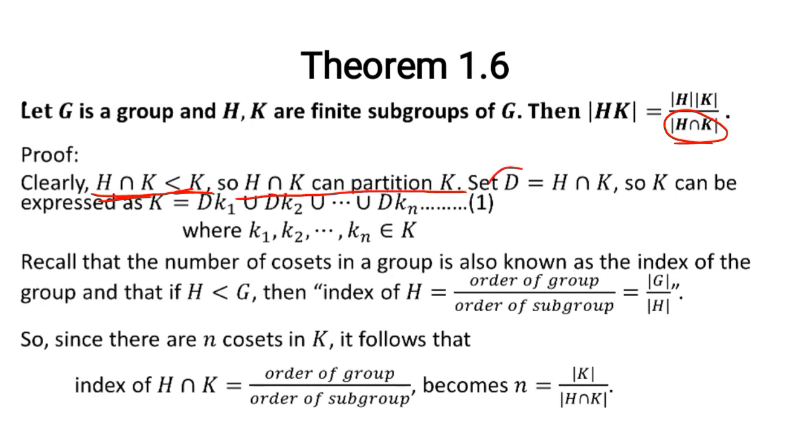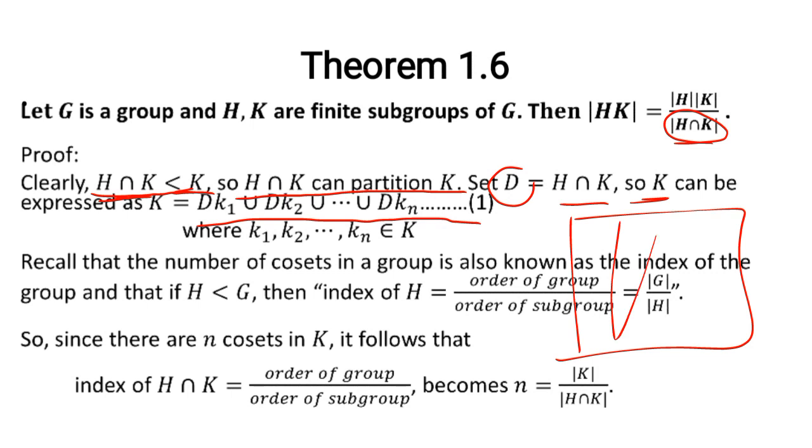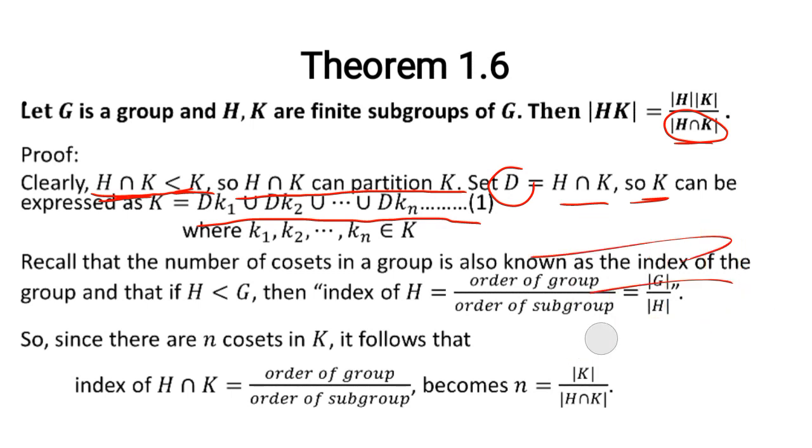And we now set D to be equal to H intersection K. And we can express K in this way because of the partitioning of big K into small bits by the intersection, and the relationship of cosets. We know what the cosets are. They're the small partitionings, and the elements of capital K.